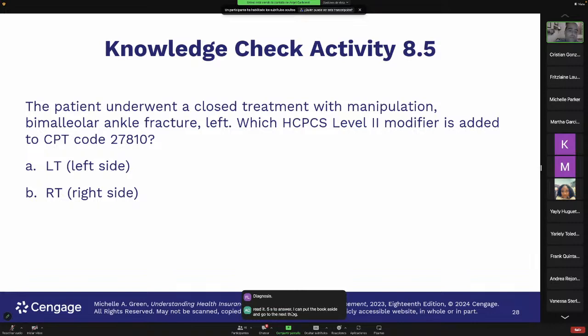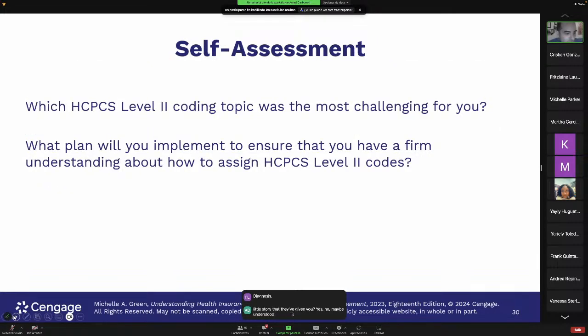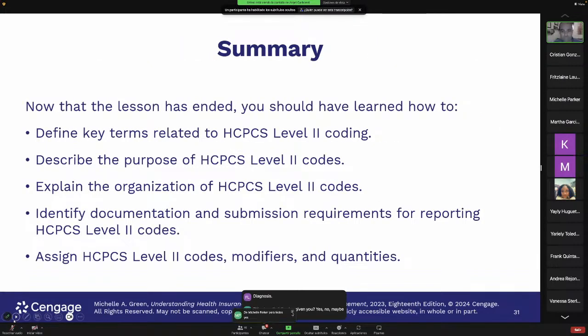And you don't need to know a lot to answer that question. Now you need to understand what is important from the question. Just like you need to understand what is important, like what are the main terms of the little story that they're giving you. Yes, no, maybe, understood? Excellent.